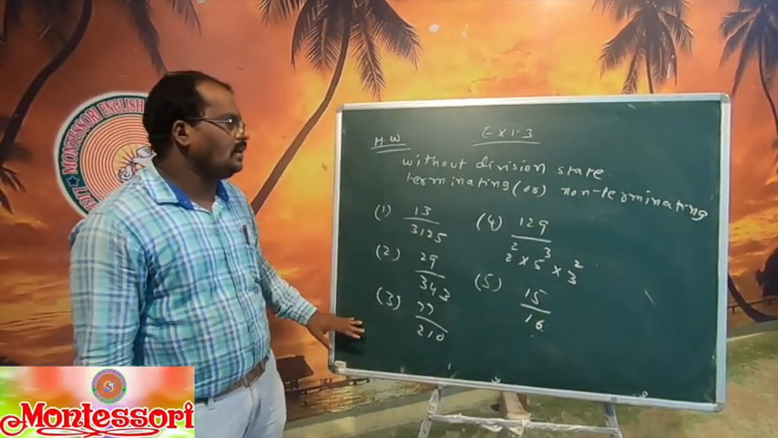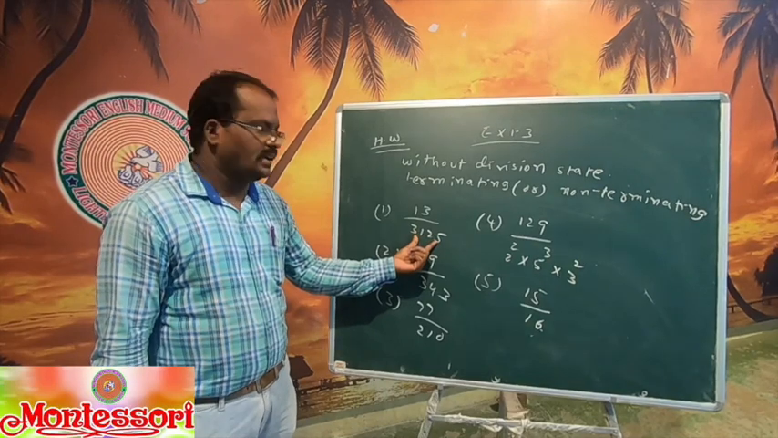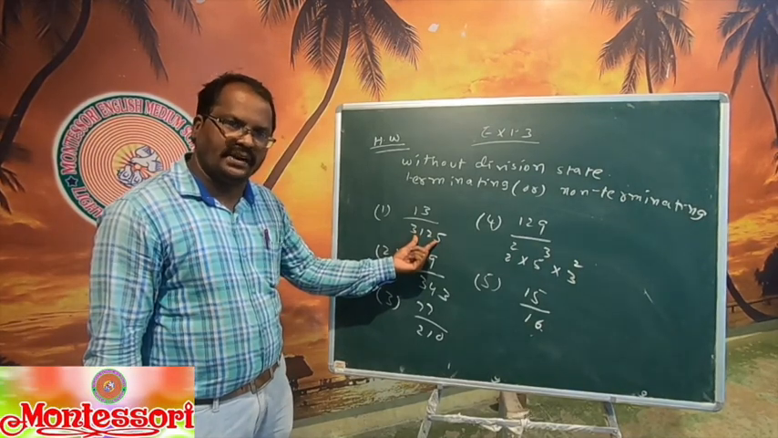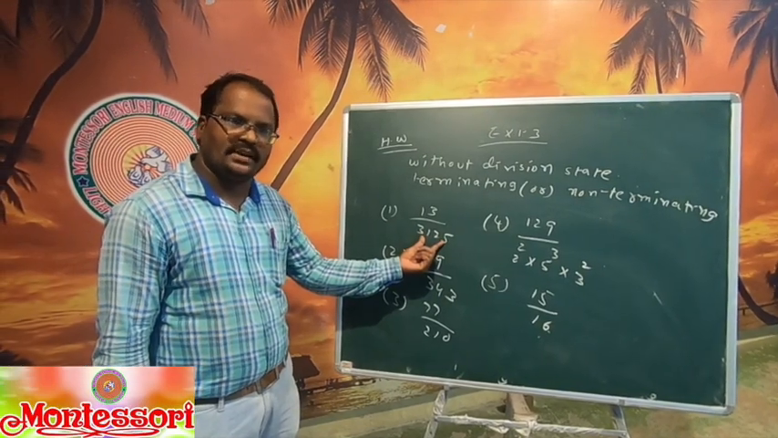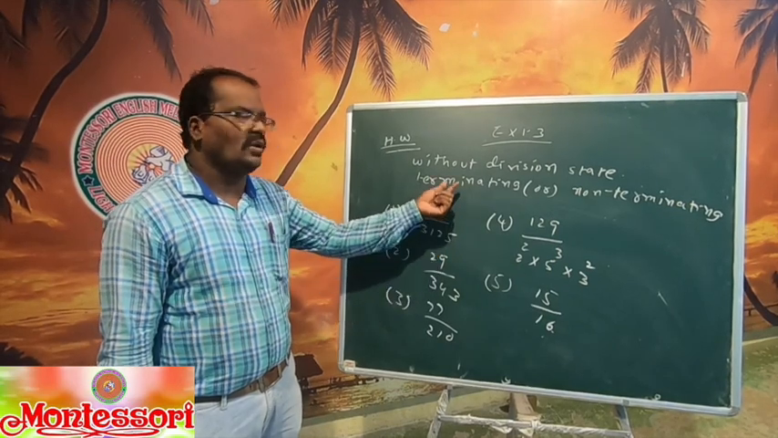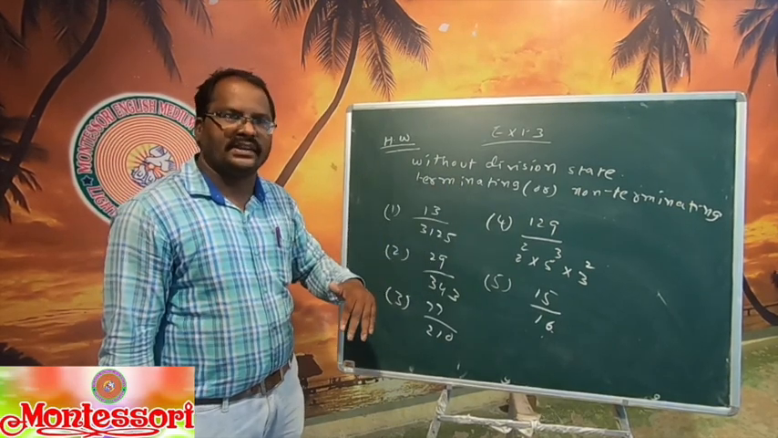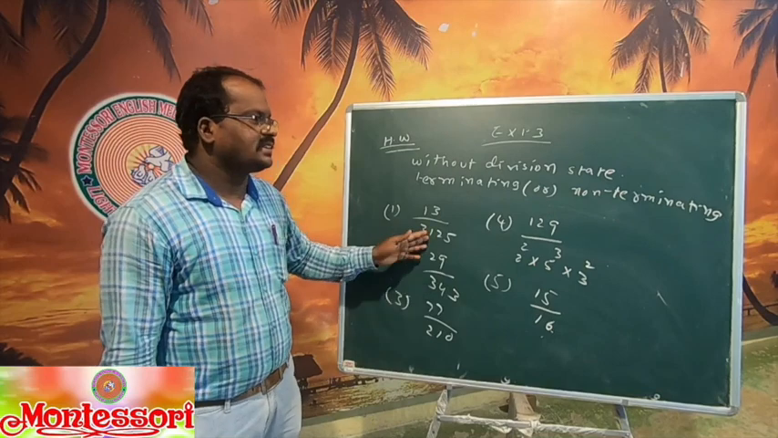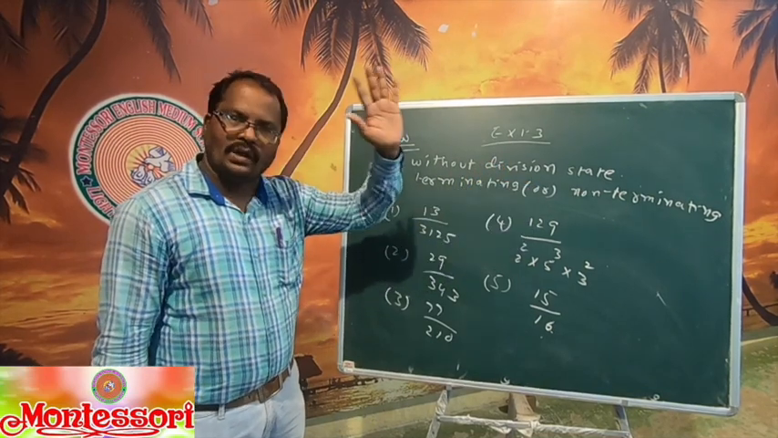You should observe first of all which is the denominator: 3125. Find the factors. If you get 2 factors and 5 factors, then only it is called terminating. If you get other factors along with 2 and 5, in such cases it is always called non-terminating.